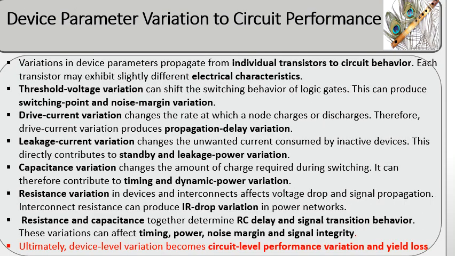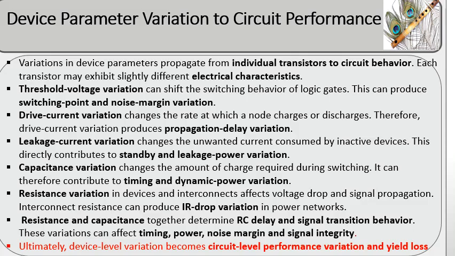The next step is to understand how variations in individual device parameters translate into circuit-level behavior. A fabricated circuit contains many transistors whose electrical characteristics may differ slightly because of the physical variations introduced during manufacturing. For example, threshold voltage variation can shift the switching point of a CMOS gate and change its noise margin. Drive current variation changes how quickly a circuit node can charge or discharge, resulting in propagation delay variation. Leakage current variation affects the standby power consumed by the circuit, while capacitance variation changes the charge required during switching and can influence timing and dynamic power.